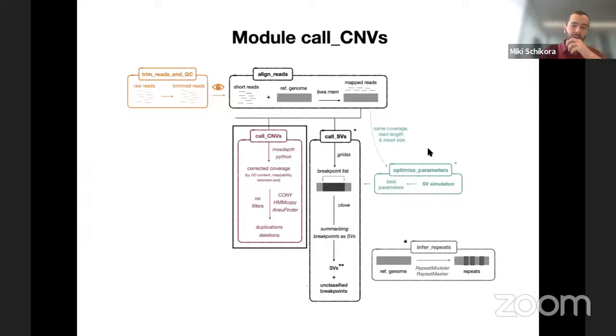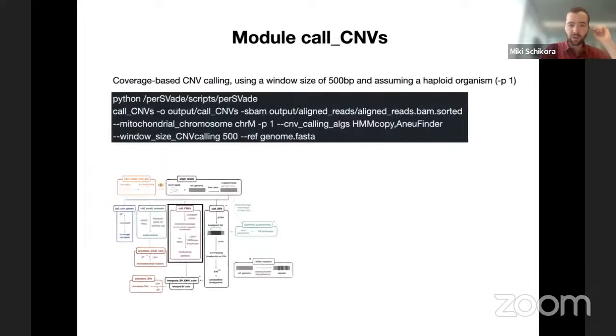Then we also have this call CNVs module that basically performs this more traditional coverage-based calling of copy number variants, which is a type of structural variant. Basically, first it uses mosdepth and Python to measure coverage per windows of the genome, and then it also applies some correction to this coverage to remove the biases that are imposed by things like GC content, mappability, and the distance to the telomere. And then this module uses this corrected coverage to infer with three different programs duplications and deletions, which are these regions.